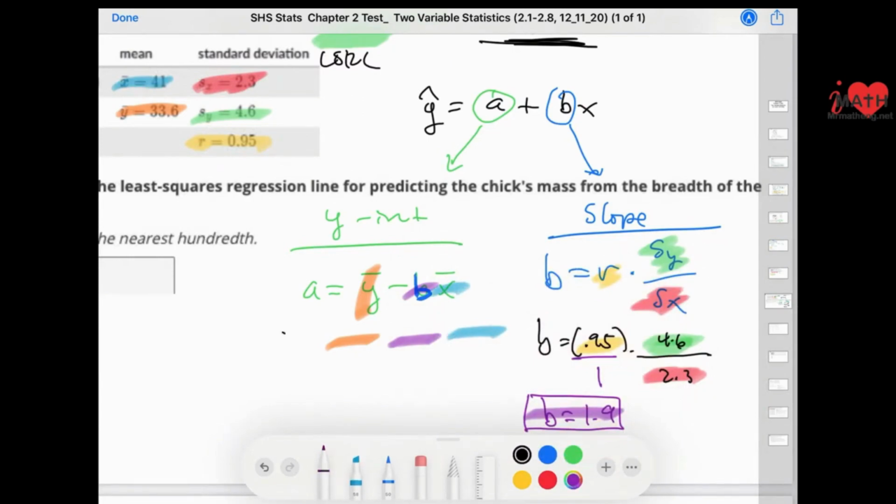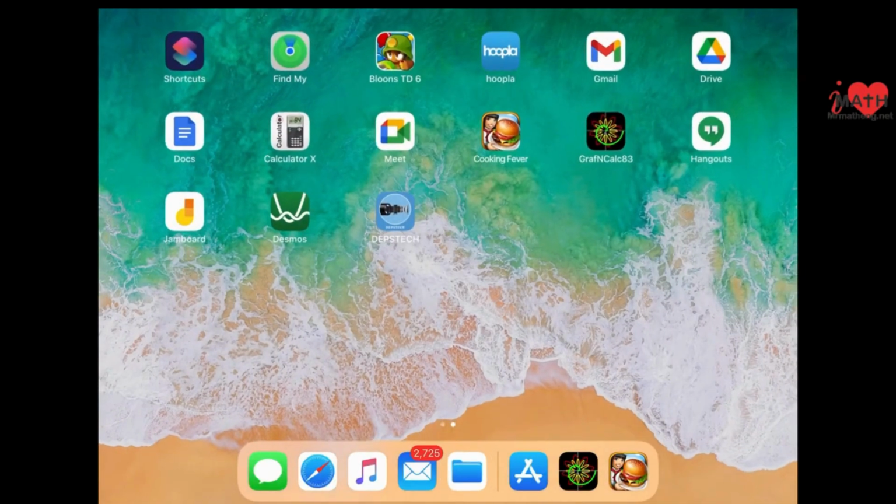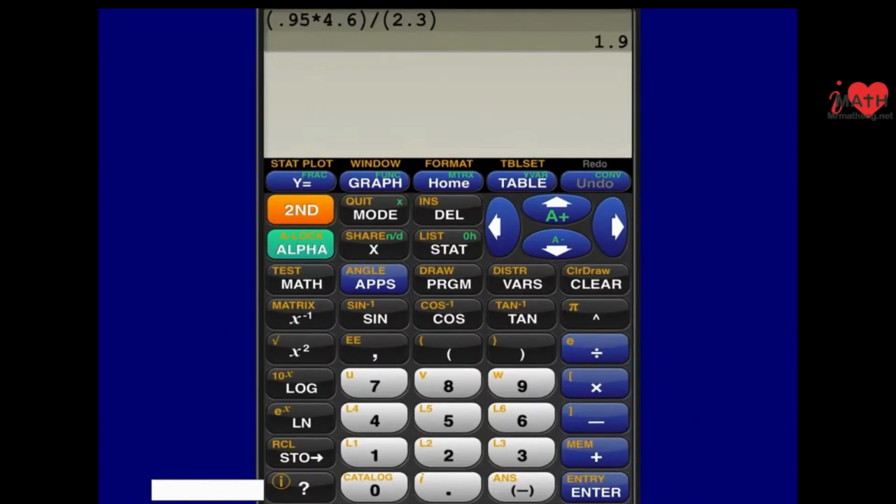Okay, let's fill that in. So y bar is 33.6 minus a b value, which we just found, which is 1.9 in purple there, and an x bar that is 41. Okay, remember I'm going to do PEMDAS here, so I'm going to multiply those two numbers. Okay, let me take a picture so you can actually see the calculations I'm putting into my calculator. I think it's super helpful.